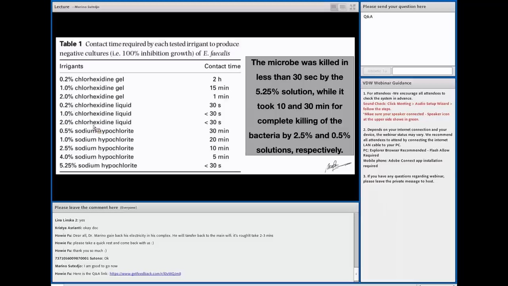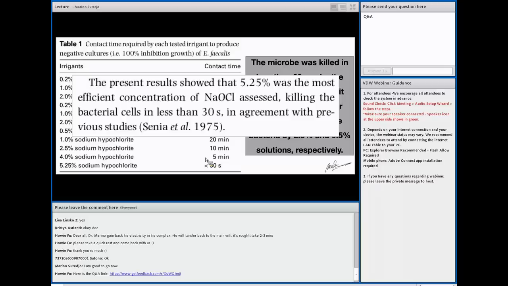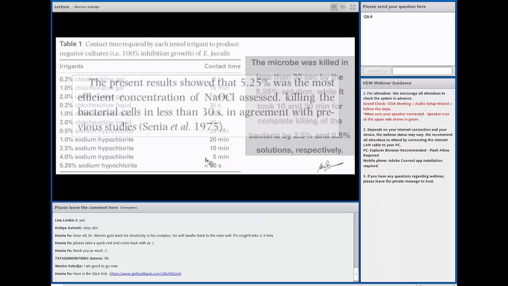the better it is. As you can see here, if you use only 1% sodium hypochlorite, it needs to be in contact for 20 minutes to be able to kill all the faecalis inside the root canal system. But if you use 5% sodium hypochlorite, you only need less than 30 seconds to clear all the faecalis inside our root canal systems. So it is clear that the higher the concentration of sodium hypochlorite, the better the result and the faster it digests all the tissue inside the root canal systems.